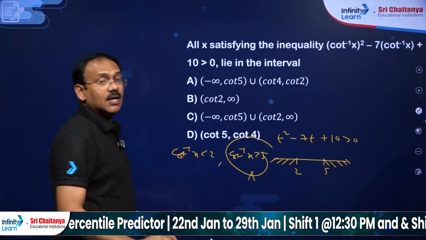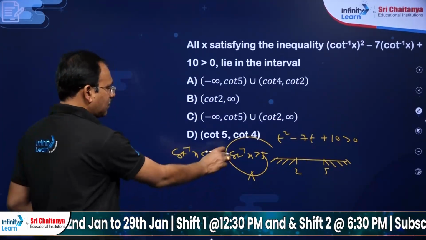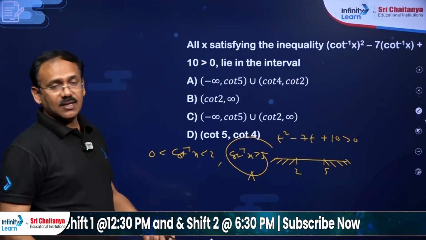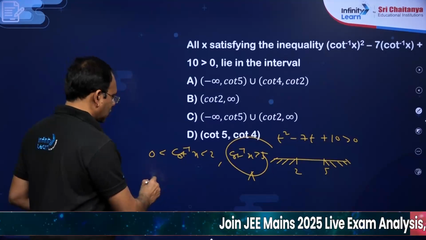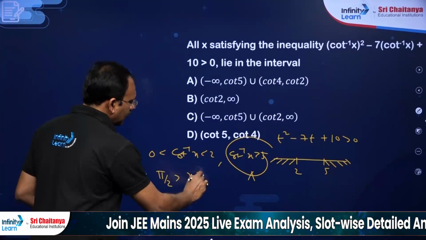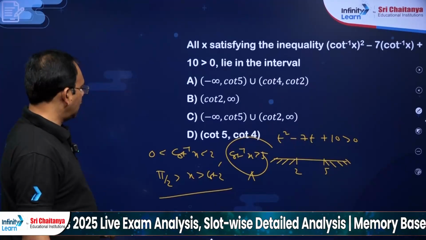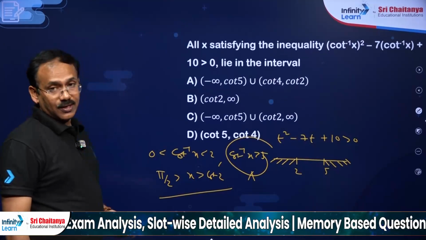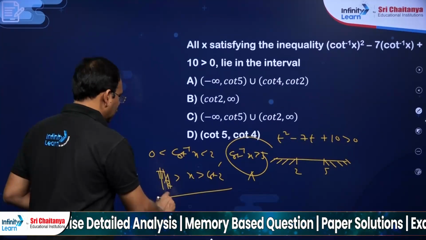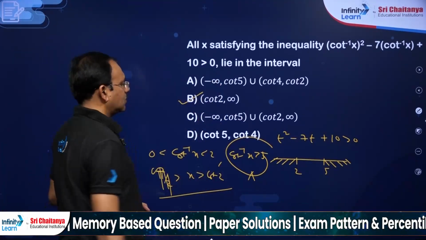This is impossible because the cot inverse x range is 0 to pi, so you won't get above pi. So cot inverse x cannot be negative. So 0 less than cot inverse x less than 2, and cot is a decreasing function. Cot 0, in the sense I am applying cot, that is infinite, not pi by 2. So you can take infinity greater than x greater than cot 2. Cot 2 to infinity is the answer, dear students.